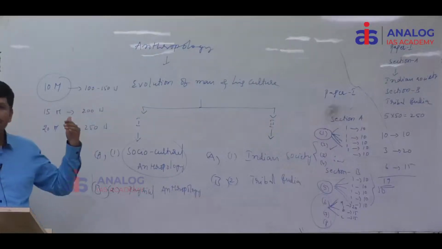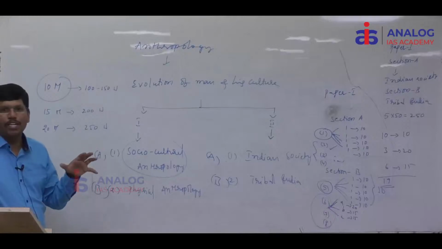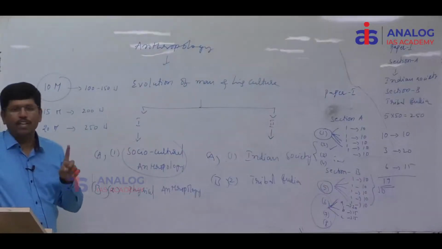First of all, 5 to 10 minutes of time will be wasted. That's why if you consider an average, you will be getting 6 minutes of time to write the answer to one 10 marks question.